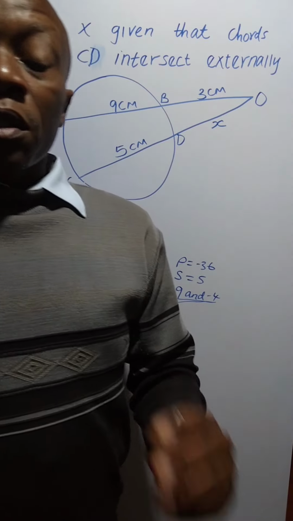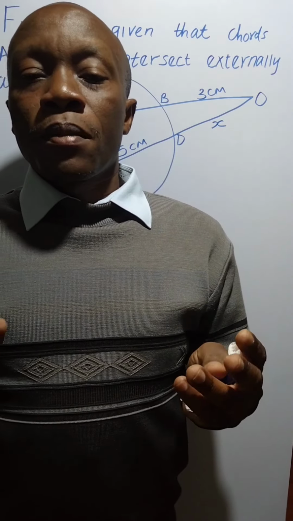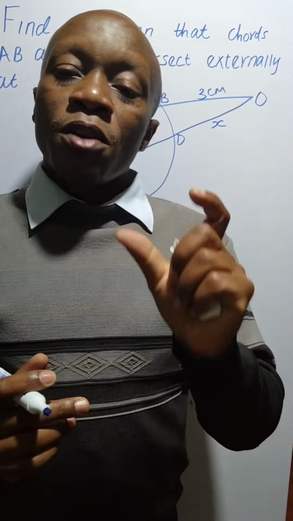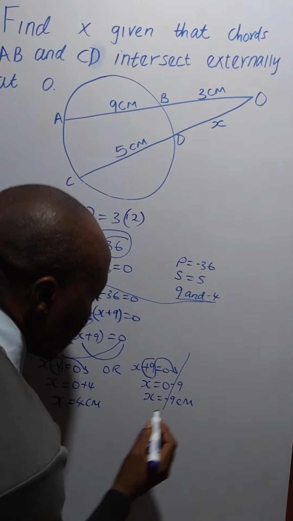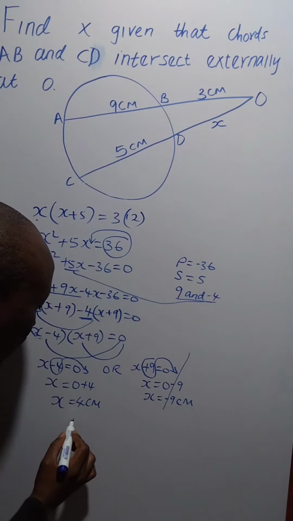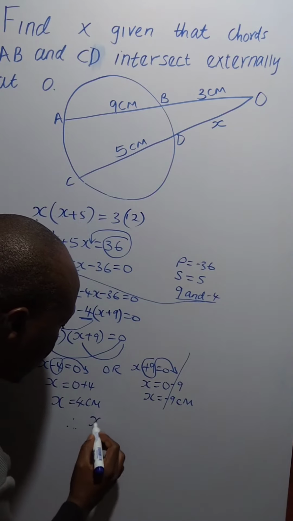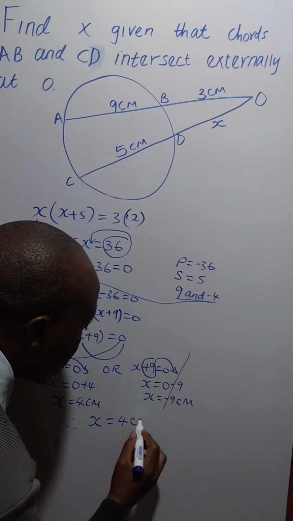But remember, we are talking about a measurement, centimeters, whose value cannot be negative. That's why we shall discard this and leave this as the answer. So we shall say therefore x is equal to 4 centimeters.